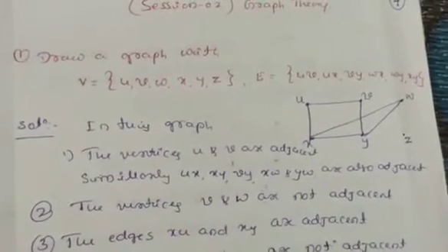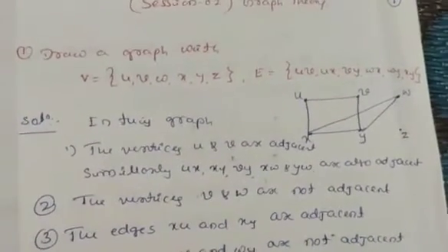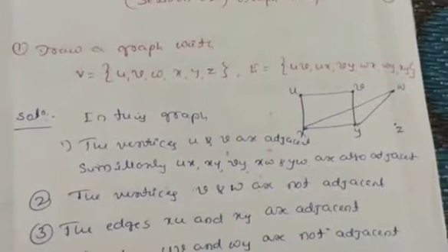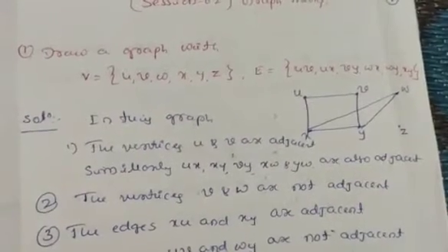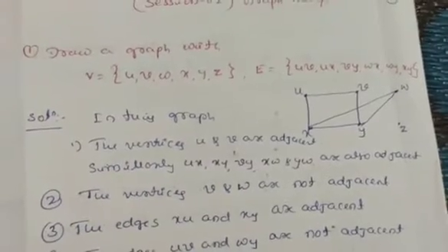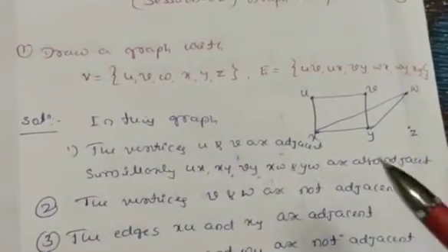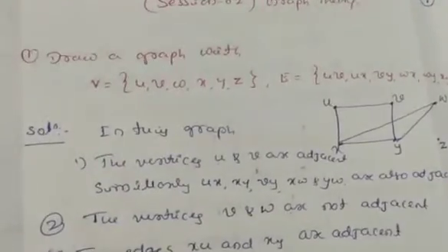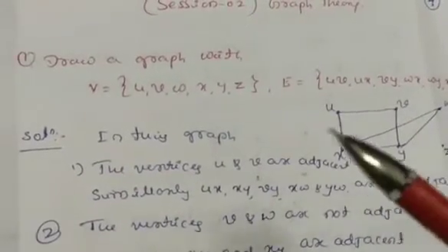In the last session we studied the introduction, the basic definition of a graph and the different types of graphs. So today let us take some more examples on those definitions. Let us take one example here.